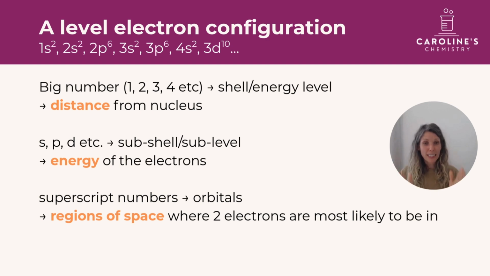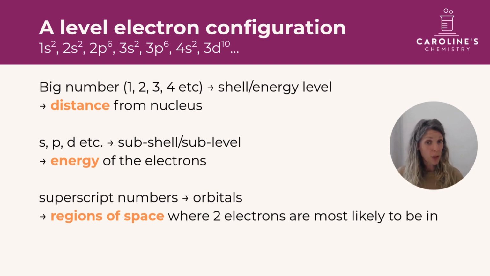Those electrons are the same distance from the nucleus because they are in the second shell, but they are at different energies. So subshells or sublevels are all to do with the energy of the electrons. It does not mean that they are further away or closer. It does not tell you about distance. That's the shell number. And then finally, we have the superscript numbers.